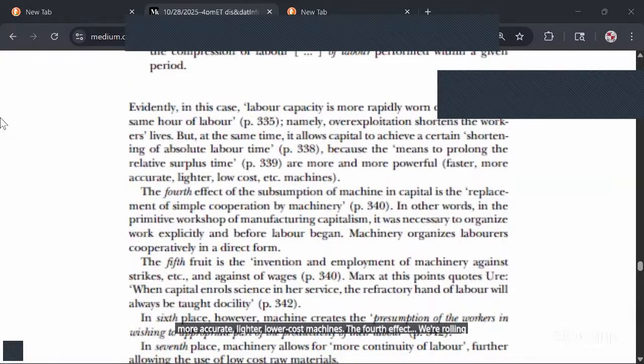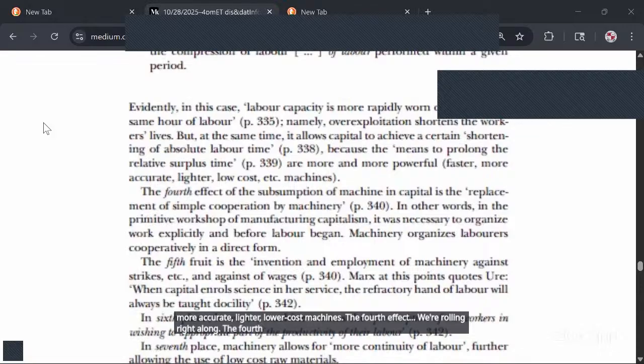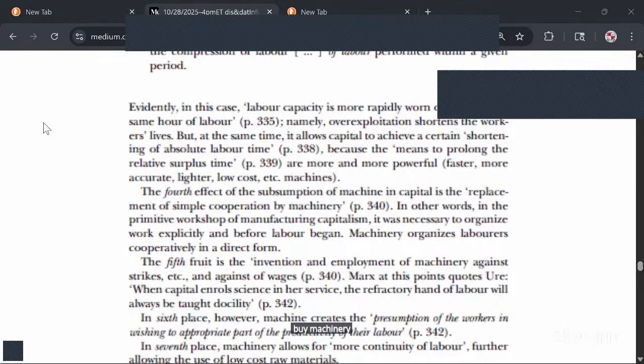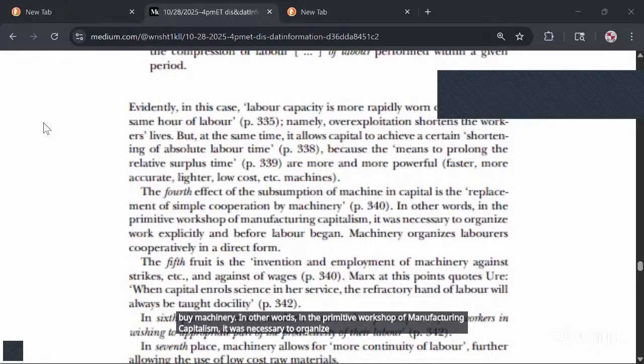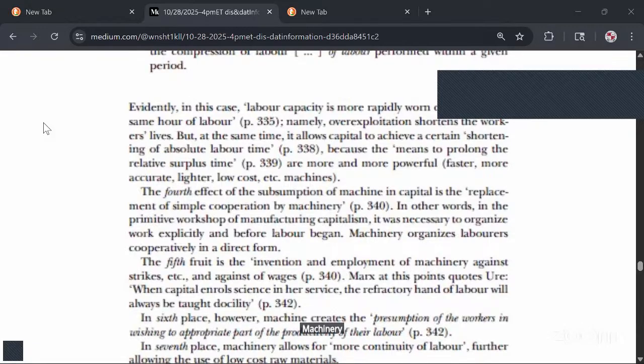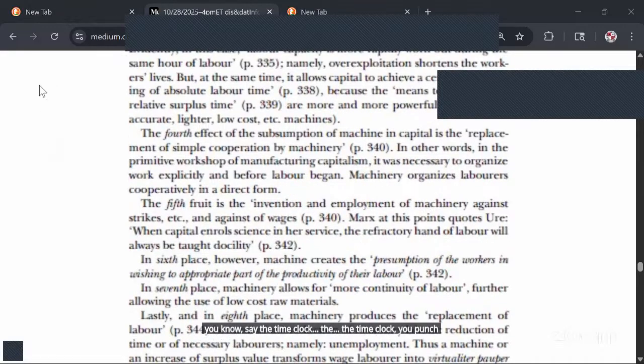The fourth effect, we're rolling right along. The fourth effect of the subsumption of machine in capital is the replacement of simple cooperation by machinery. In other words, in the primitive workshop of manufacturing capitalism, it was necessary to organize work explicitly and before labor began. Machinery organizes laborers cooperatively in a direct form. You could, say, the time clock you punch kind of does that, sort of.